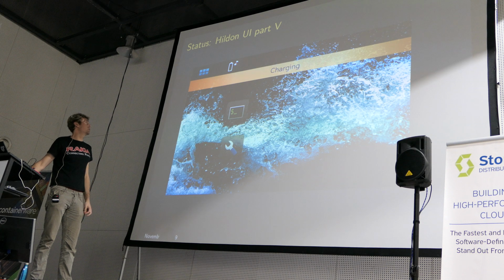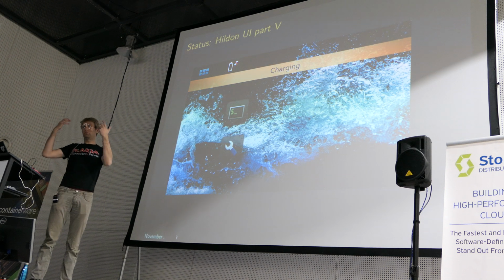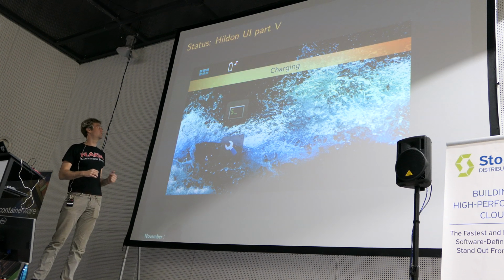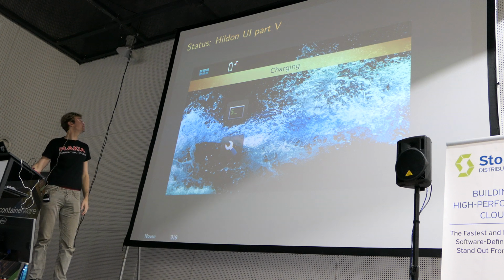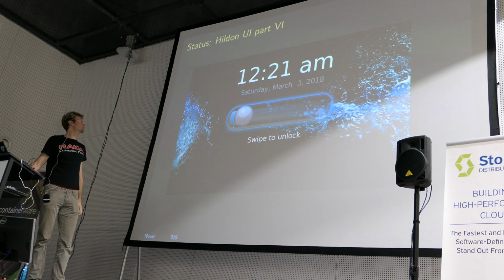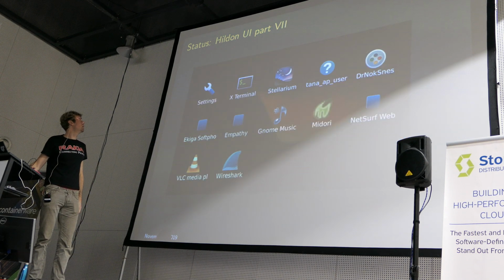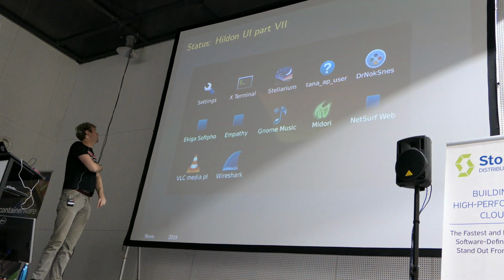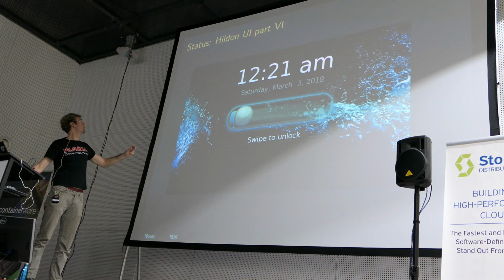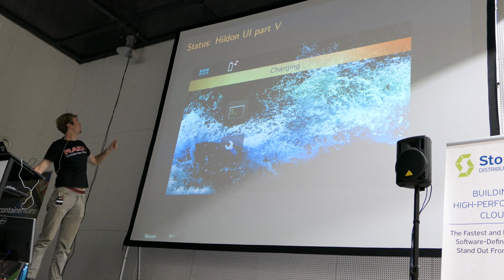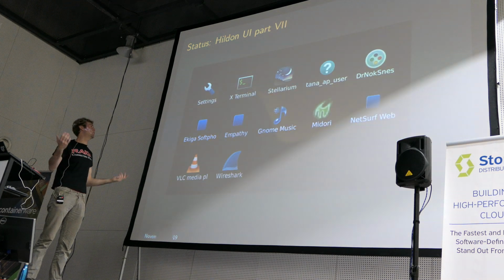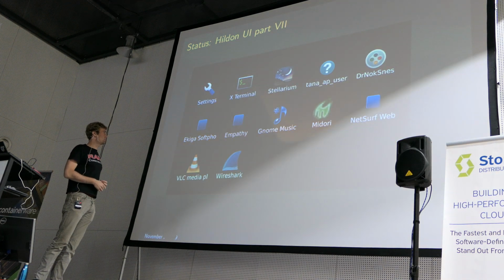Notifications are looking like this. So if you are charging or discharging or if there's something else going on, you'll just get a notification and it will go away again. This is the lock screen, and this is the actual application menu. So if you hit the button on the left top corner over there, the 6 squares, then you get an application launcher. And these are some things that are already working.